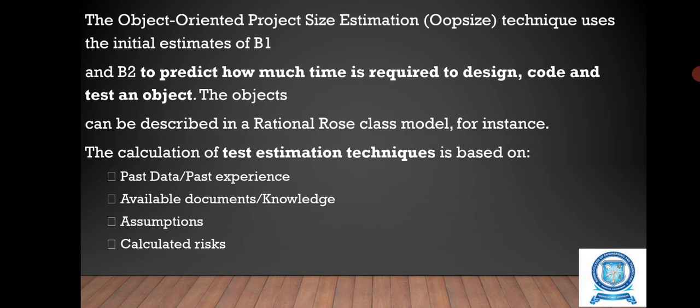The Object Oriented Project Size Estimation technique uses the initial estimates of B1 and B2 to predict how much time is required to design, code, and test an object. The objects can be described in a Rational Rose class model, for instance, and the calculation of test estimation techniques is based on past data or past experience, available documents and knowledge, and assumptions and calculated risks.